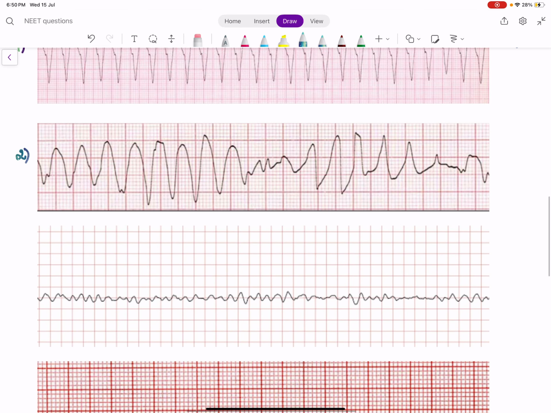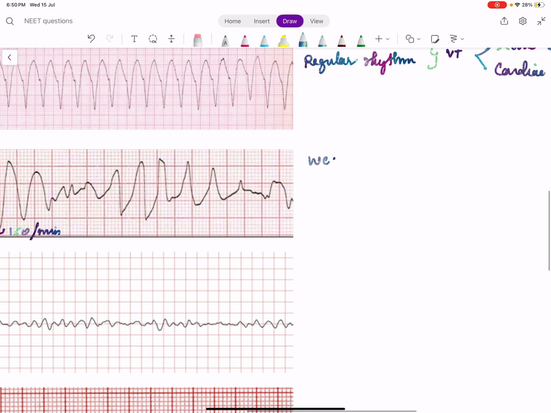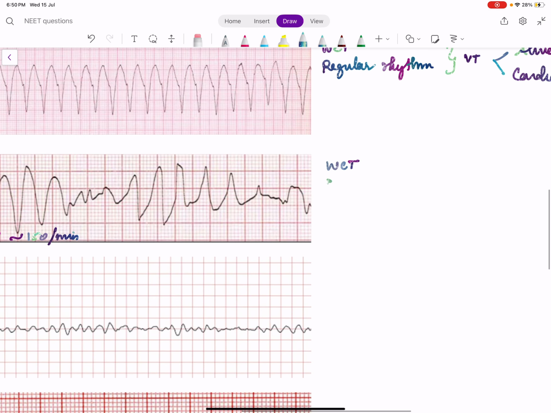In the second ECG, also there is tachycardia. Heart rate is around 150 per minute. So this is definitely tachy. Is this narrow complex or wide complex? This is also wide complex. So this is also a wide complex tachycardia. This is somewhat irregular.